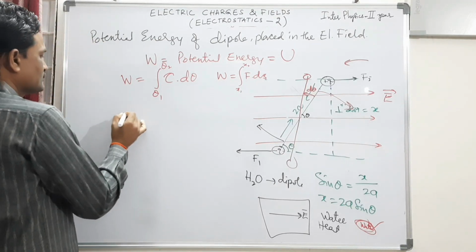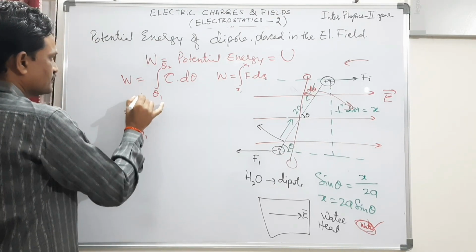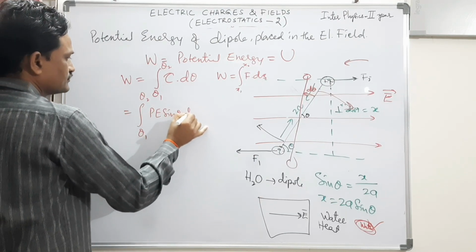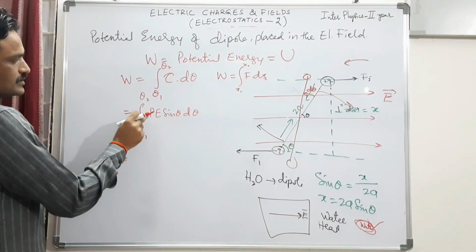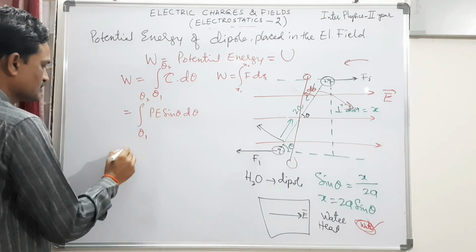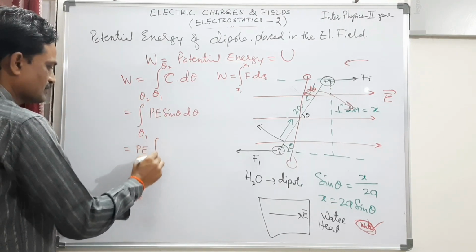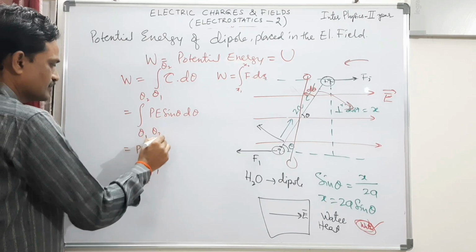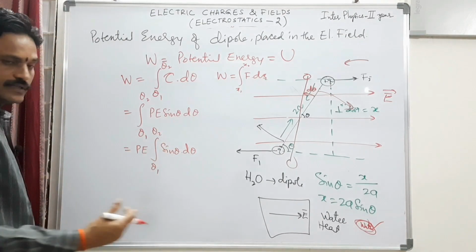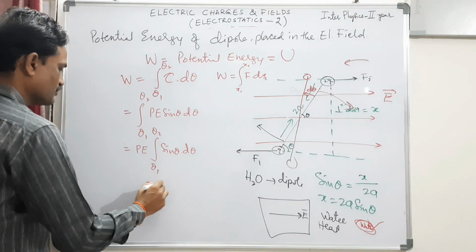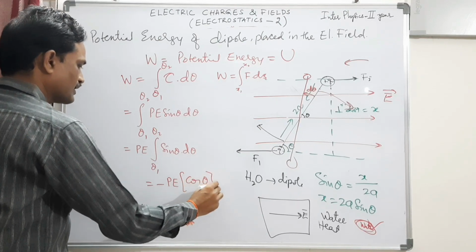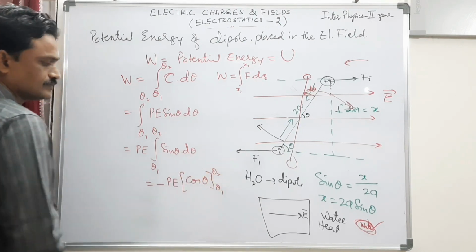So what is tau? We derived that tau is equal to PE sin theta. So P is the dipole moment and E is the intensity of the electric field. These two are constants, so they can be taken out of the integration. So this is the integral from theta 1 to theta 2 of sin theta d theta. The integration of sin is minus cos theta. So I will get minus PE cos theta. The limits of the angles are theta 1 to theta 2.